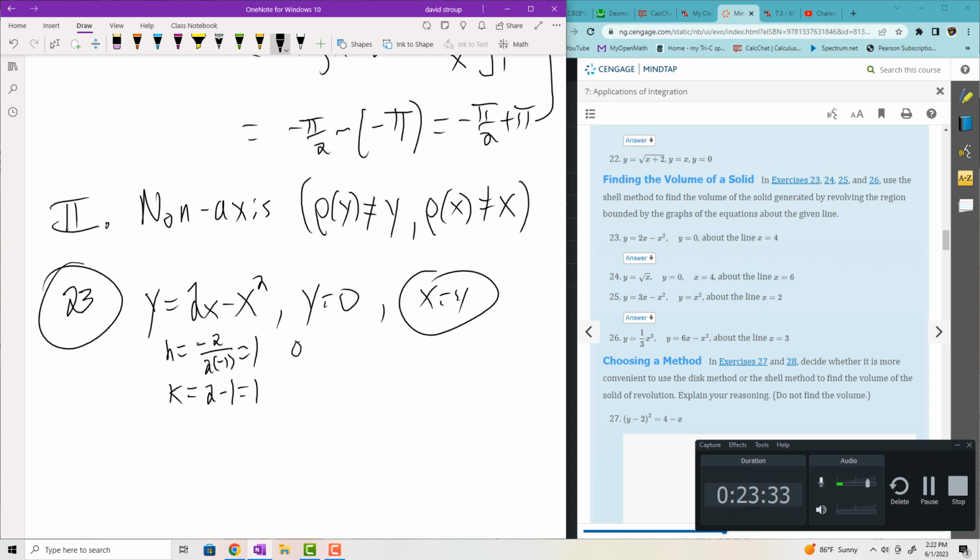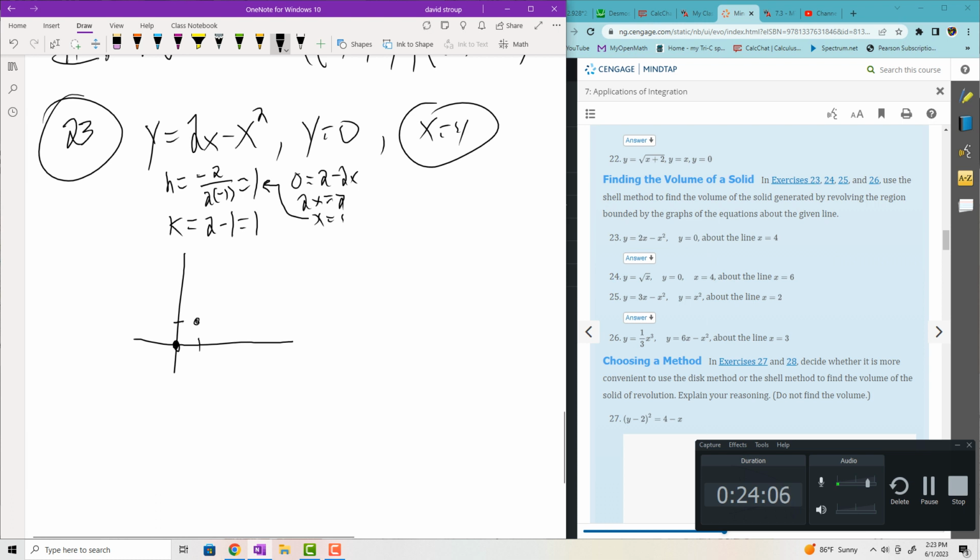You can also find it by doing the derivative, right? So 2 minus 2x, so 2x is equal to 2, x is equal to 1. But anyways, there's our vertex, and then the y-intercept is just 0, so that hopefully will be enough to graph it and get an idea. So I got 0, 0, and then 1, 1. It's a sad face parabola because the leading coefficient is negative. So it'll go down like this.